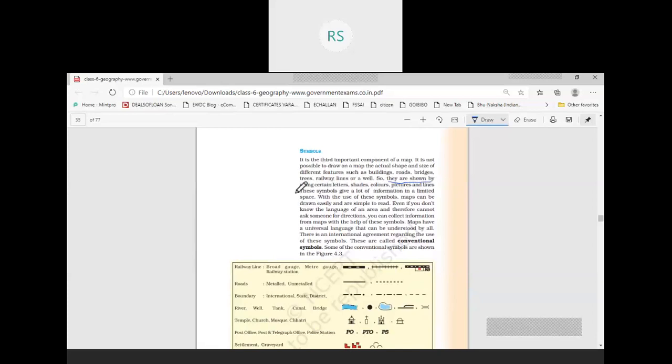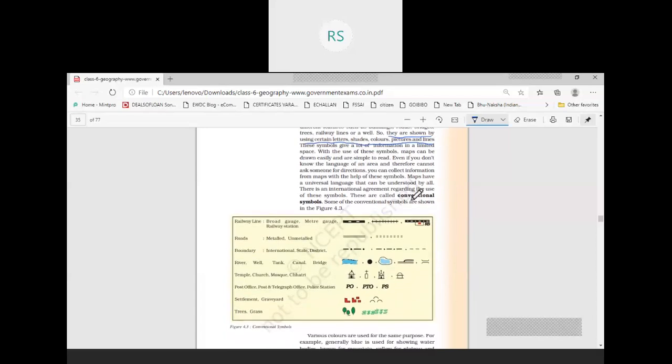by using certain letters, shades, colors, pictures, and lines. We can use some letters, some shades, some colors, some pictures and lines in order to show all these features. And these letters, shades, colors, pictures, and lines through which we are showing all these features are called symbols. So these symbols give us a lot of information.